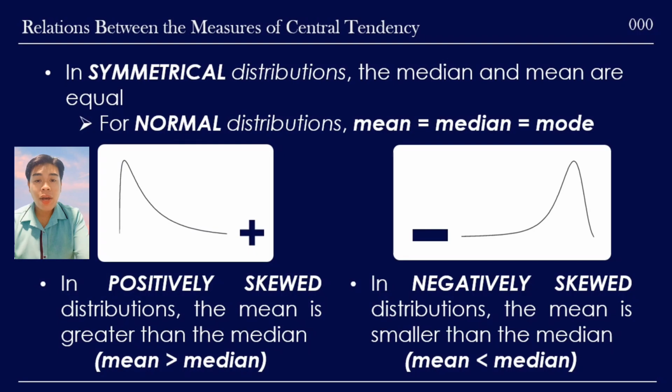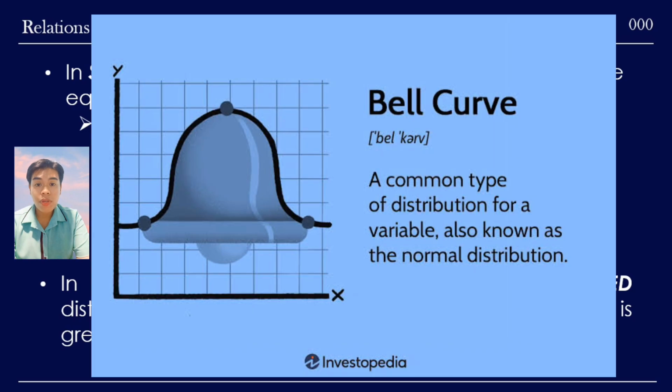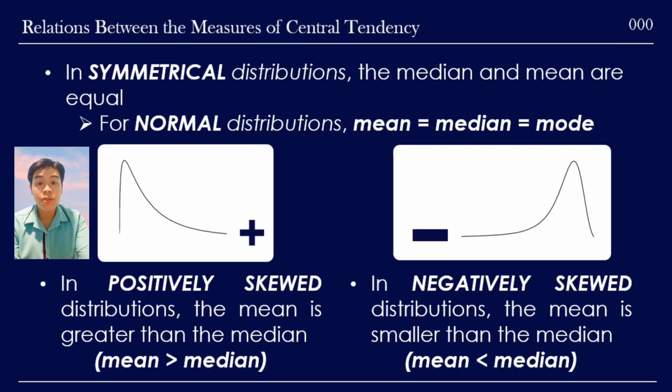Now, how do these measures of central tendency relate to each other? In symmetrical distributions, the mean and median are equal. So for normal distributions, mean is equal to median, which is also equal to mode. In this particular example, we can see that the graph is a perfect bell curve. While in a positively skewed distribution, the mean is greater than the median. On the other hand, in negatively skewed distributions, the mean is smaller than the median.